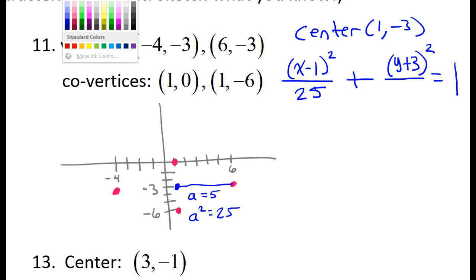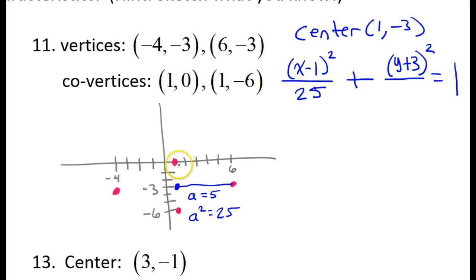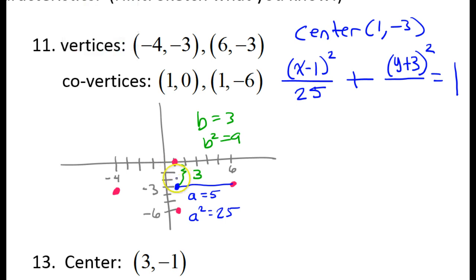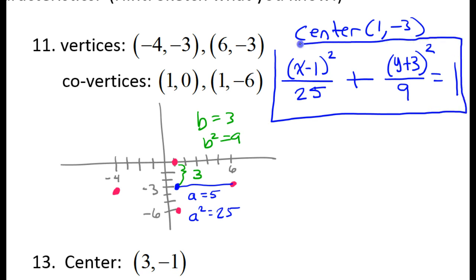Well, hopefully you can see that the distance from a co-vertex to the center is 3. So that tells me that b is 3, which means that b squared is 9. Because this 3 is in the vertical direction, the y direction, it makes sense that this 9 will go with the y term. And that's it. This is the standard form equation for the ellipse that has these vertices and these co-vertices.